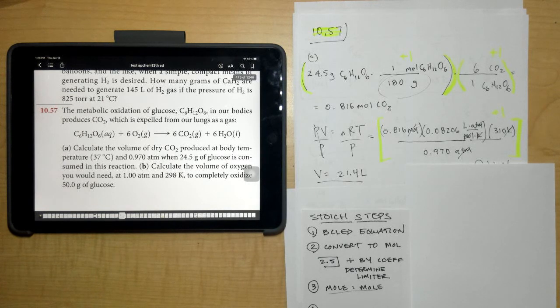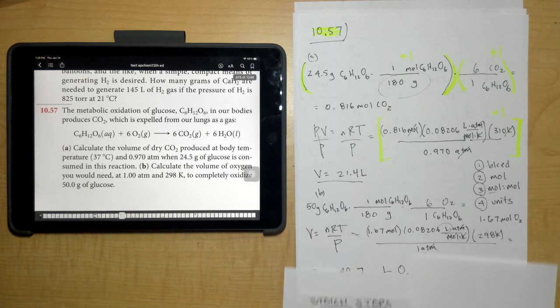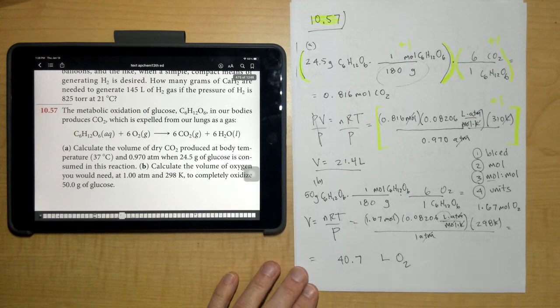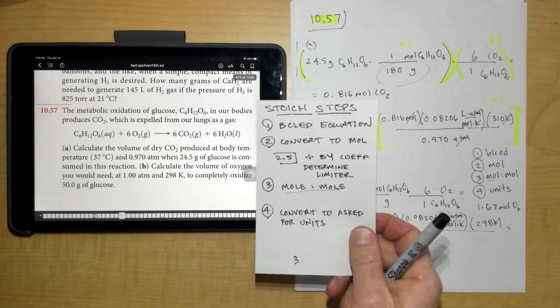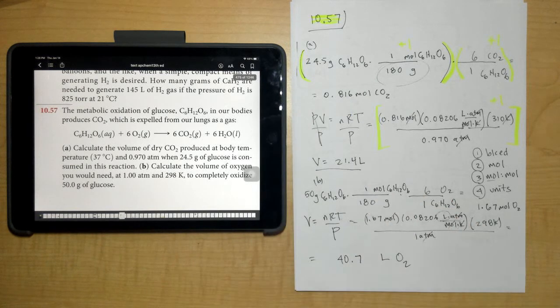Now, if that was a tough problem for you, B is exactly the same. I'm not counting it for points today, but there's all the work for B. Turns out to be 40.7 liters, and you can go watch me do this problem on the work problem sets if you're still stuck on how to do it. But I know that there's a gas stoichiometry one like that on the test, and it's worth 10 to 15 points, and so it's definitely worth the time to remember the stoich steps and to know how to use PV equals nRT here at the end.